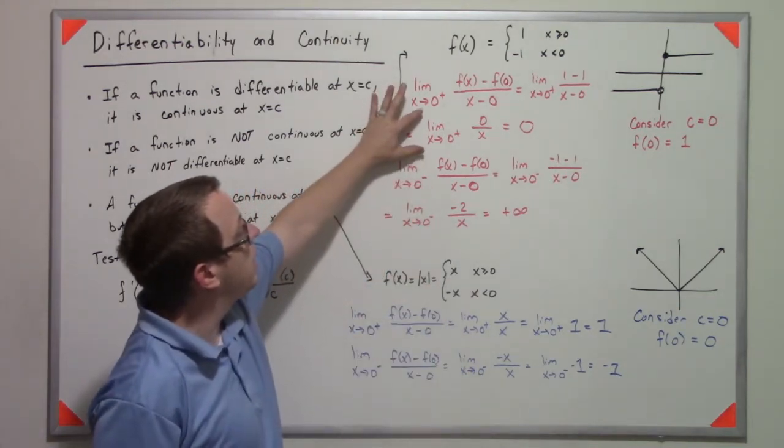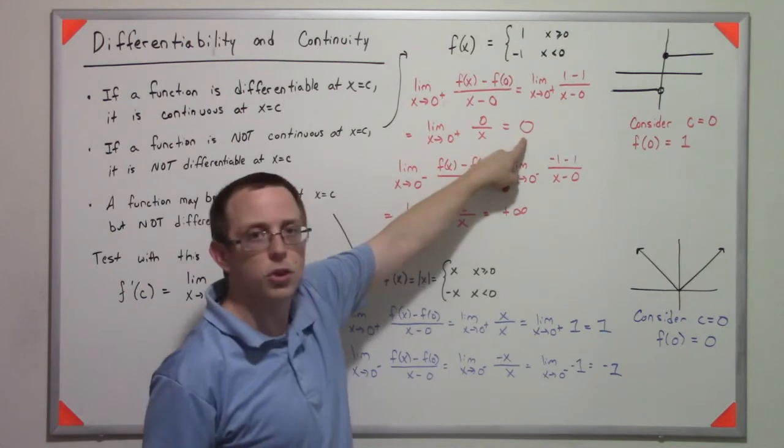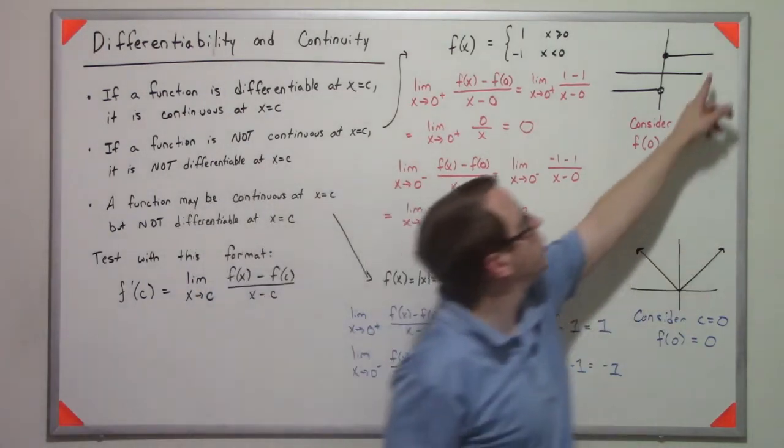So what we find is that as we approach from the right, the derivative is 0, which makes sense because your rate of change is nothing.